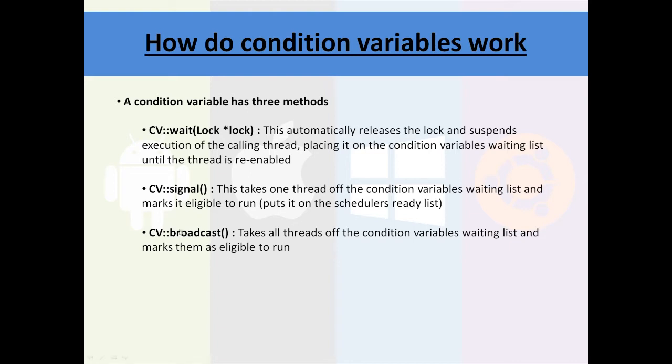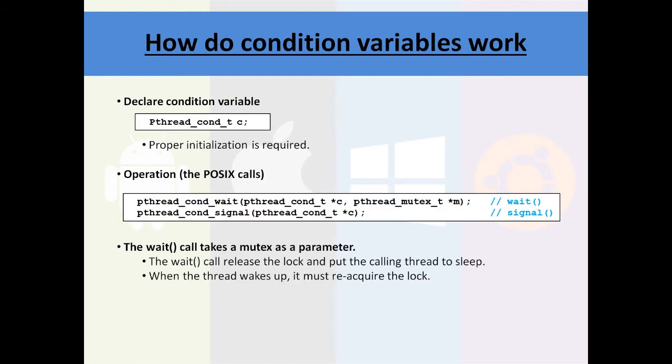And the last one, which is not one that we'll really get into, but it is a function, is the broadcast function. That takes all the threads, not just one in particular. It takes all the threads off the waiting list and marks them all as eligible to run. So it puts them all on the ready list. It's kind of like a broadcast signal, and that's hence the name. Okay, so we understand what it is: a condition variable is a data structure that has a few methods associated with it.